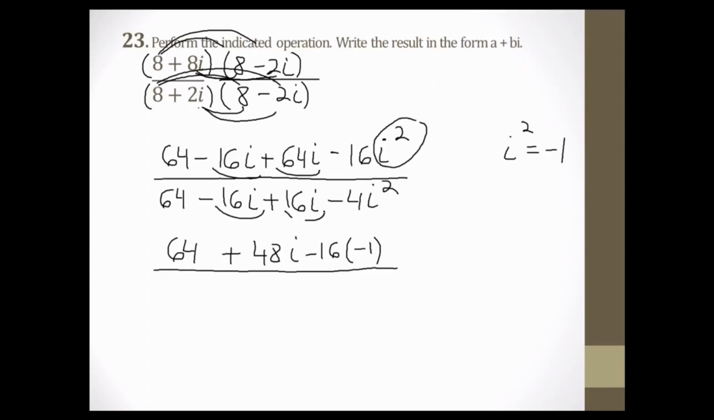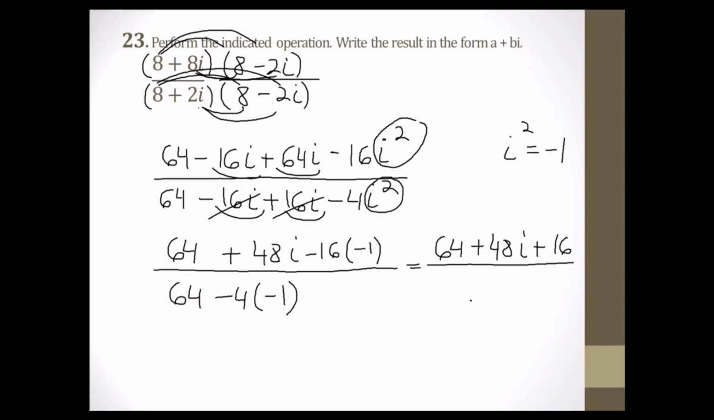We also have two like terms, but like I mentioned before, these will cancel each other out. So 64, and then again here we got another i squared, which we can substitute with a negative 1. And now what we got left. So right up here, simplifying the top, 64 plus 48i, and then negative 16 times negative 1 is now a positive 16. And in the denominator, a negative 4 times a negative 1 is a positive 4.